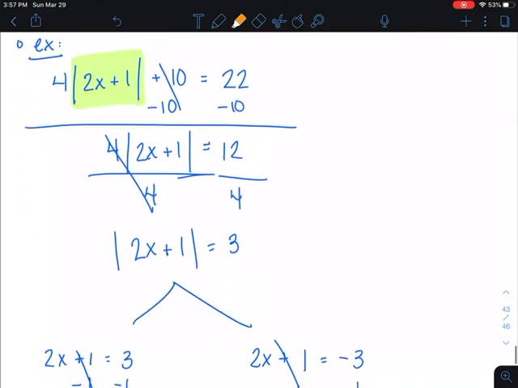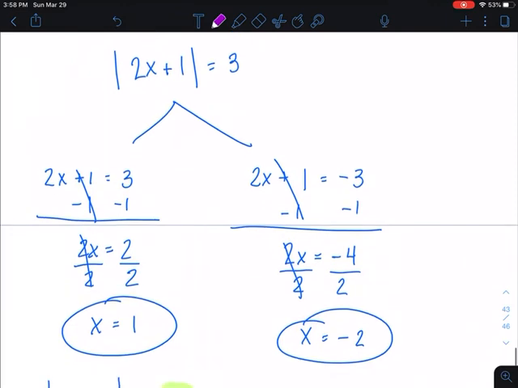Alrighty, a couple more. We have 4 times the absolute value of 2x plus 1, plus 10, is equal to 22. So we first have to get the absolute value alone. So this green box is what we're trying to isolate. So we subtracted 10 to cancel. So now we have 4 times the absolute value of 2x plus 1 is equal to 12, which is this step here. We still need to get this by itself. So we divided both sides by 4. Those 4's canceled. 12 divided by 4 is 3.